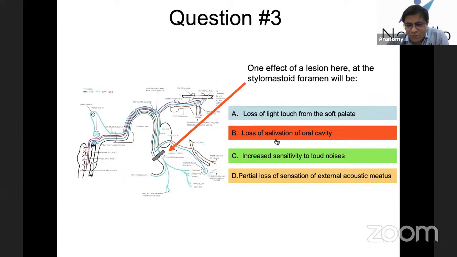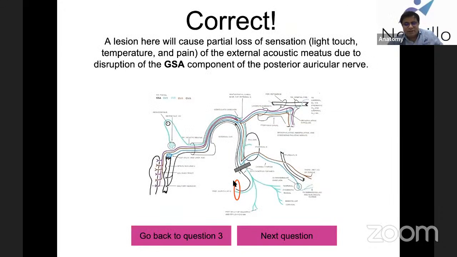Loss of salivation of the oral cavity? Remember, salivation of the oral cavity was through the chorda tympani. Then secretions from the oral cavity will again be controlled through the greater superficial petrosal nerve. Then increased sensitivity to loud noise will be controlled through the nerve to stapedius. Then partial loss of sensations of the external acoustic meatus. Sensation from the external acoustic meatus was brought in by the posterior auricular nerve, so that will be restricted, right? So the answer is that impulses from this portion will not reach the nucleus, that is the spinal nucleus of trigeminal. Got it? Okay.